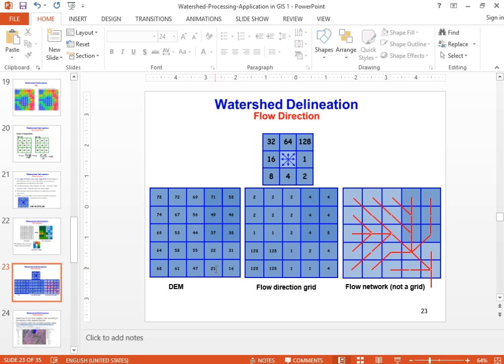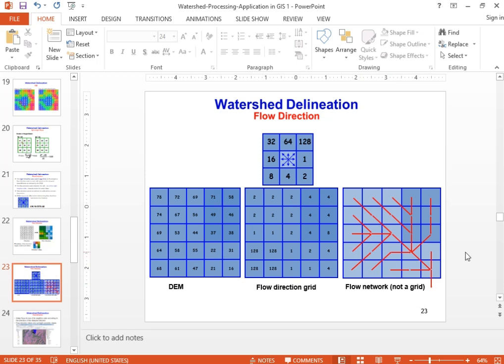This T21 is the flow from this T1 grid cell to this one, because the other is larger than this one. So directly it goes to this one, and the flow value is 1. In such a way, you can create a flow direction grid. This is a DEM, this is a flow direction grid, and this one is a flow network.